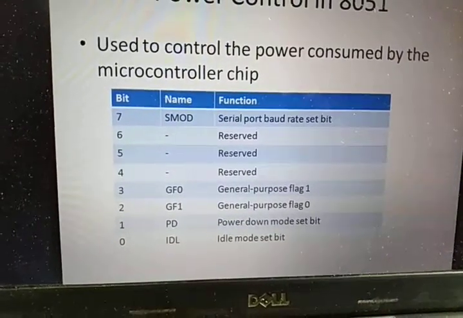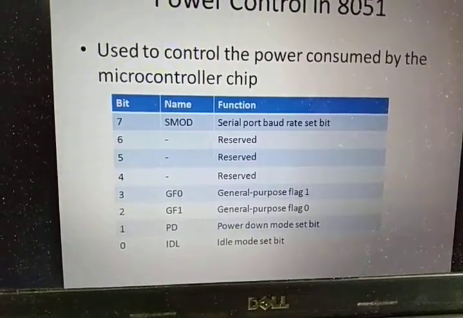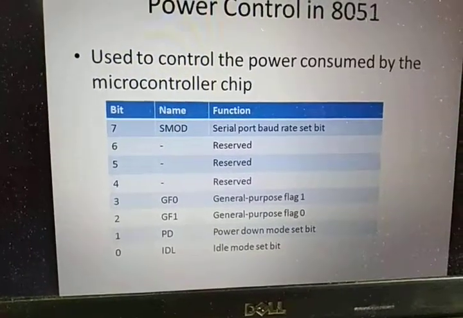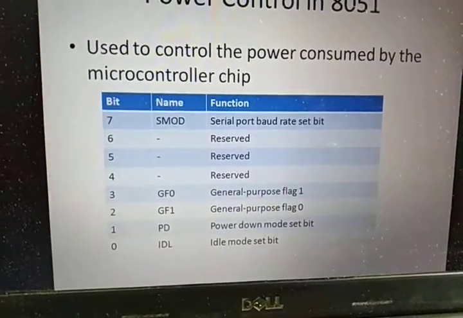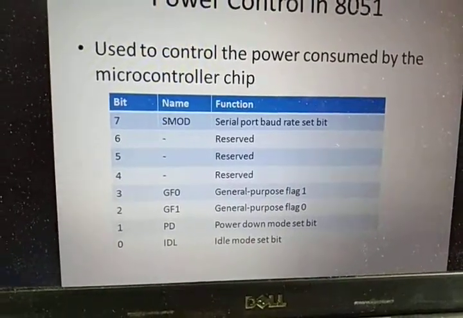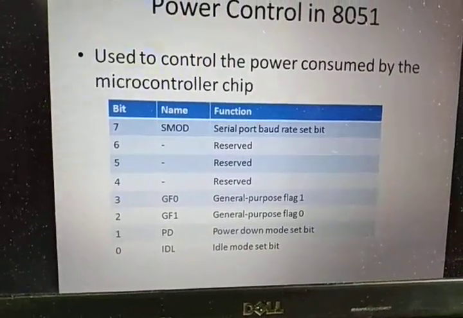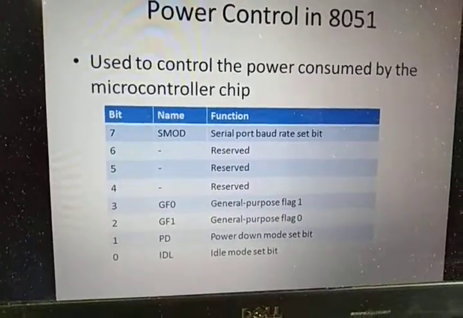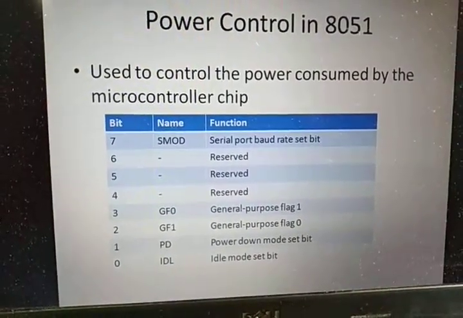The next two are GF1 and GF0. These are general purpose flags and can be programmed by the user. The remaining 3 are reserved, and the last bit is known as the serial mode, and this is used to control the serial port operation and to set the data rates or the baud rates for that.